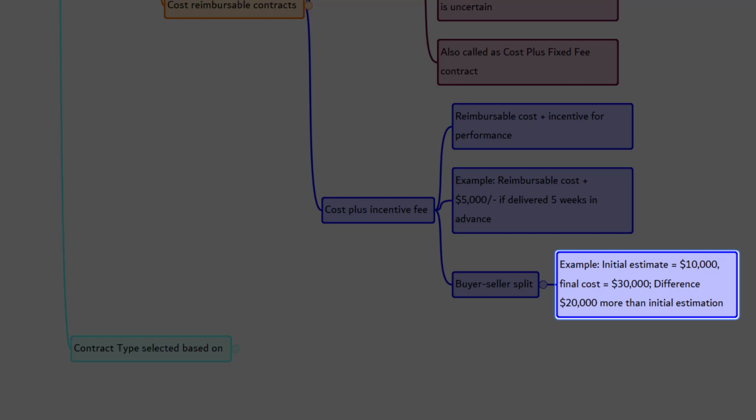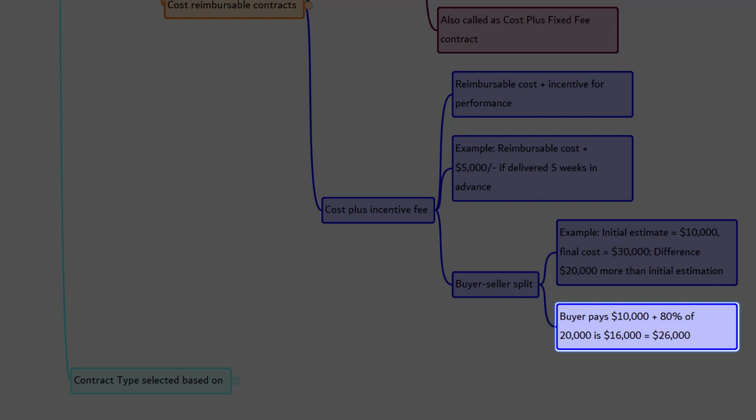In this example, the buyer pays the initial estimate of $10,000 as agreed. For the remaining $20,000, the buyer and seller split the cost. It can be 80-20 ratio. 80% the buyer's share and 20% is seller's share. So 80% of $20,000 is $16,000, which will be paid by the buyer, and the remaining 20% of $20,000, which is $4,000, the seller has to bear.